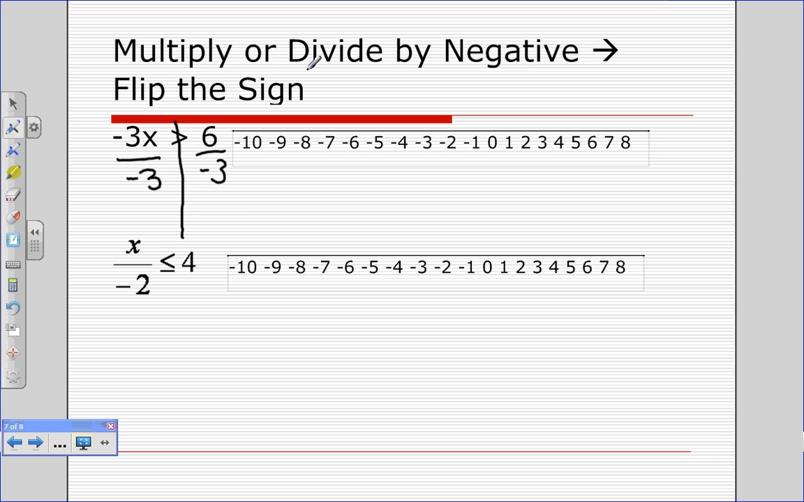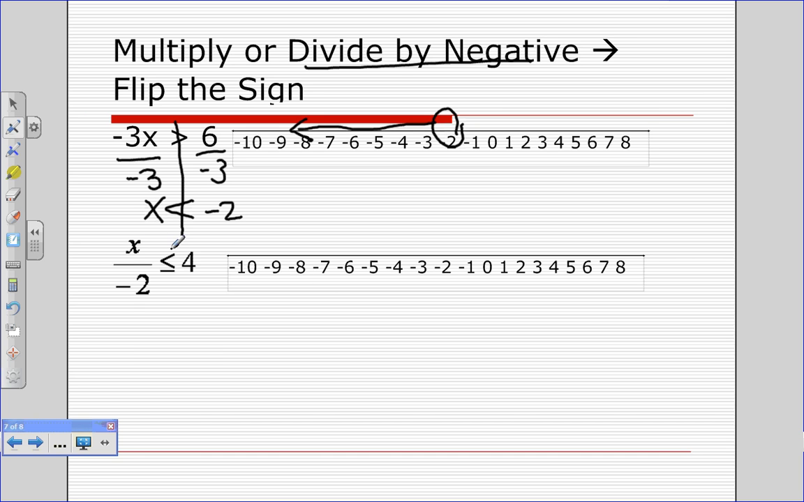And so we just divided by a negative. Since we divided by a negative, this negative 3 right here, we have to flip the sign. So we're going to get x on this side, negative 2 on this side, and since we're flipping the sign, it starts out with greater than, and it ends up with less than. So to graph that, we circle the negative 2 and highlight all the numbers that are less than it.